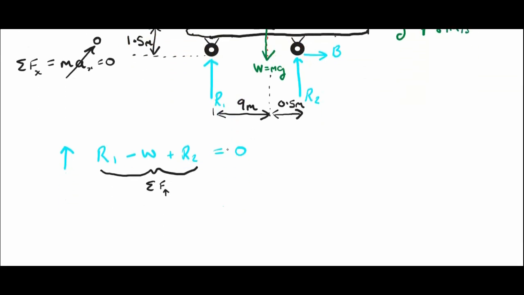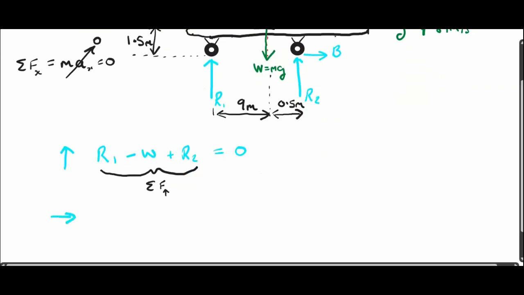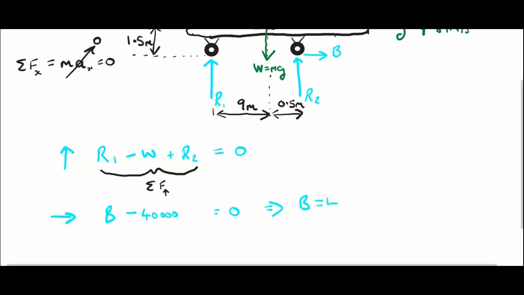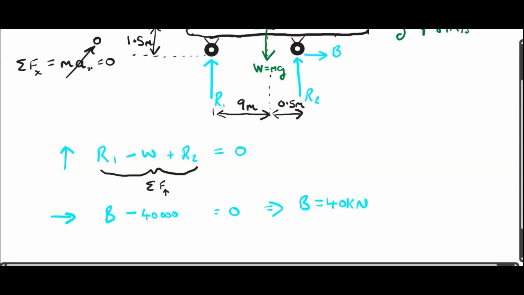So let's take left to right horizontally as being positive. So we can set the brake force minus thrust, which is 40,000, has to equal 0, and so from that we can therefore deduce that the braking force must be 40 kilonewtons. Okay.